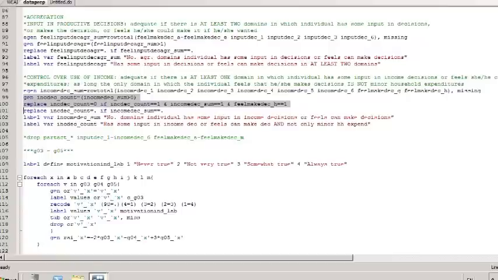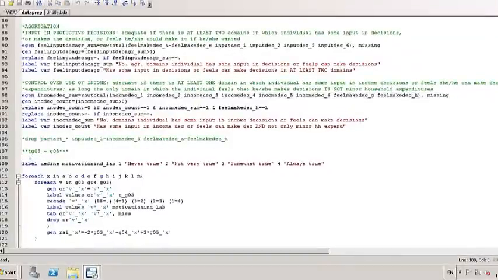So that's the first line, income-sum higher than 1. As long as the only domain in which the individual has this input in decisions is regarding minor household expenditures, that's the second line. If the individual has only input in one type of decision, and that type of decision is household expenditures, we don't consider that individual to be adequate in terms of control over use of income.